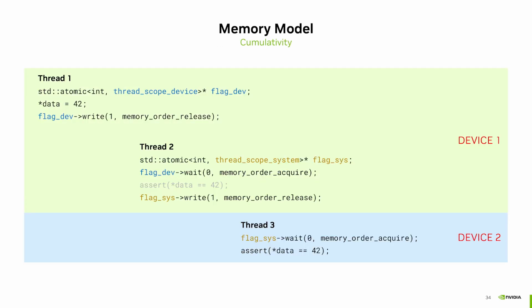Okay, lastly, I want to mention cumulativity property here, which allows us to essentially propagate synchronization. Here, thread 1 produces data and synchronizes with thread 2 that lives on the same device. Because of that, we can use thread scope device atomic. And then thread 2 behaves as a consumer with respect to thread 1 and as a producer with respect to thread 3, where thread 3 lives on a different device. So we need a system scope atomic to synchronize with thread 3. And after this chain of synchronization, the data on thread 3 will be visible as expected. So this assert will hold true.